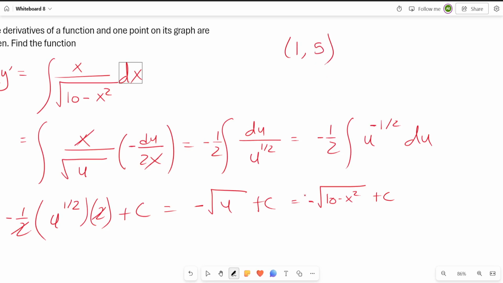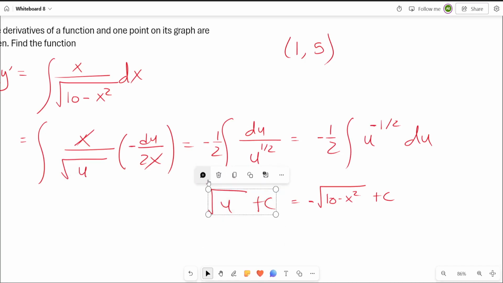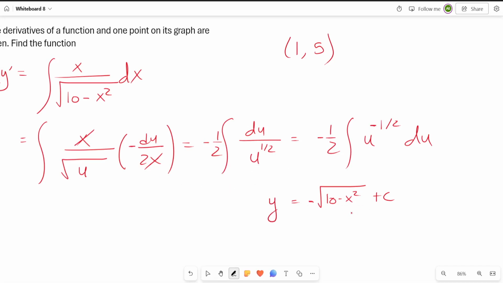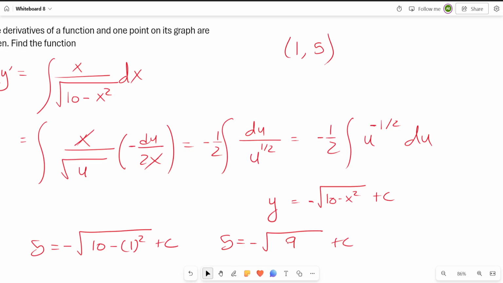Over here, I know that this is basically y. So y is equal to this. If I substitute y with 5 and x with 1, I'm going to have 5 equals negative square root of 10 minus 1 squared, plus c. So 5 equals negative square root of 10 minus, okay, 1 squared is 1, 10 minus 1 is 9, plus c. What is the square root of 9? We know that this is 3. So 5 equals minus 3 plus c.